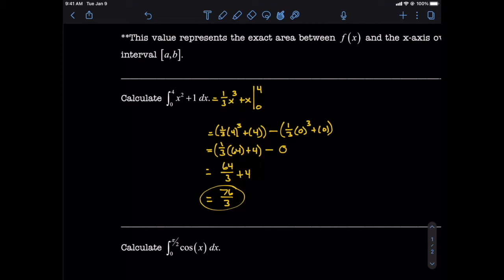Imagine for a moment having to use our approximation techniques to get only an estimate of the area from 0 to 4. I hope you can appreciate just how spectacularly useful this first part of the Fundamental Theorem of Calculus truly is. Let's go ahead and try one more example problem, shall we?